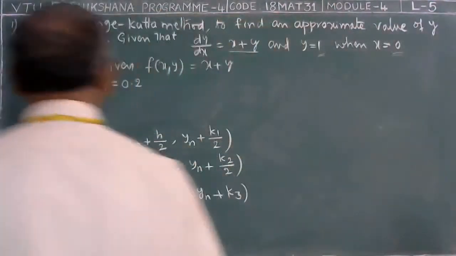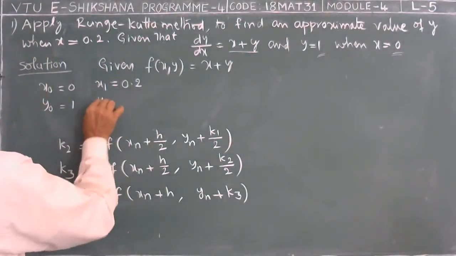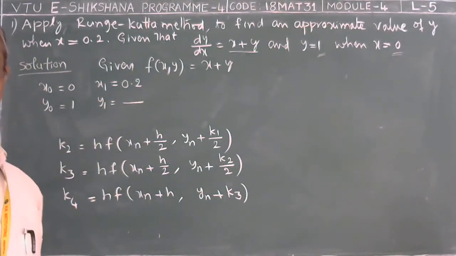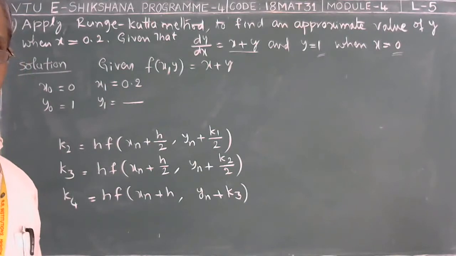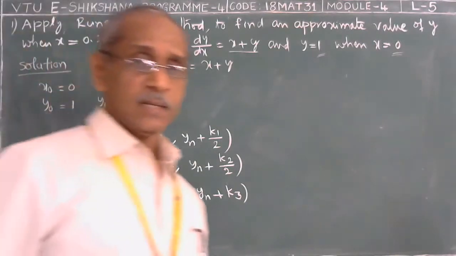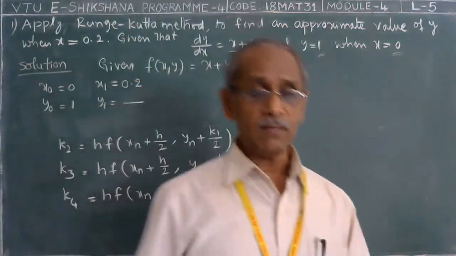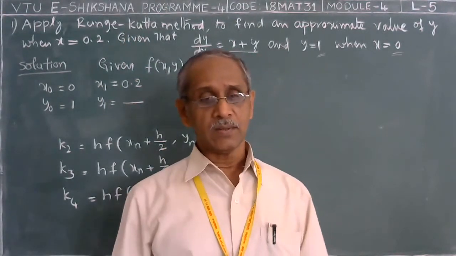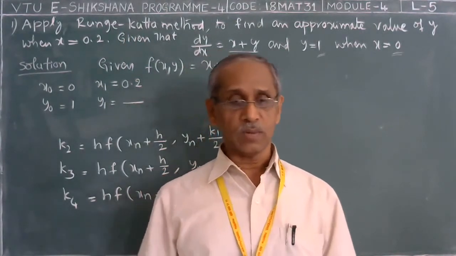So I have to calculate y1, that is the value of y at x is equal to 0.2 using Runge-Kutta method. That means Runge-Kutta method of fourth order. In general, Runge-Kutta method in your course is the Runge-Kutta method of fourth order only.